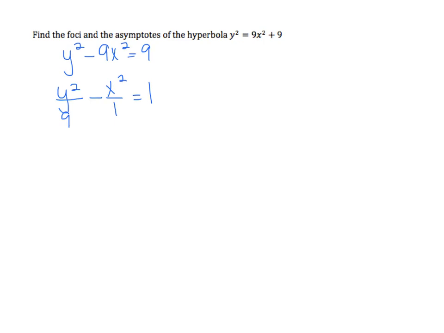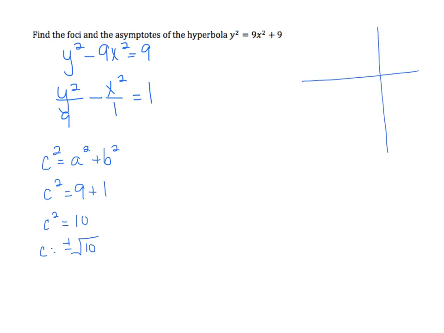To find the foci, I need to find that c value. And I know that c squared is equal to a squared plus b squared. So c squared is equal to 9 plus 1, which means that c squared is 10, so c is plus or minus the square root of 10.